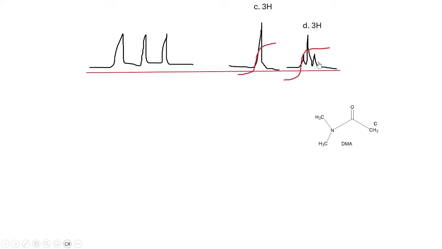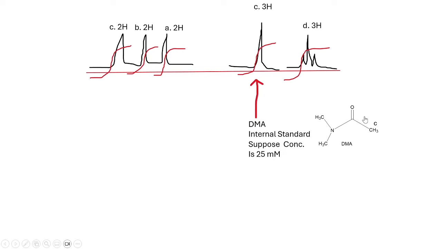Suppose this is another compound present in the reaction or in the crude, and it is for 3 protons, and this peak is for 2 protons. So we did the integration for A 2 protons, B 2 protons, and C 2 protons. As I mentioned, DMA is the internal standard, and suppose the concentration of DMA is 25 millimolar.